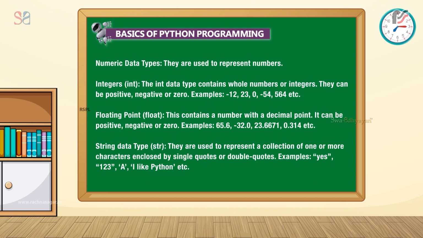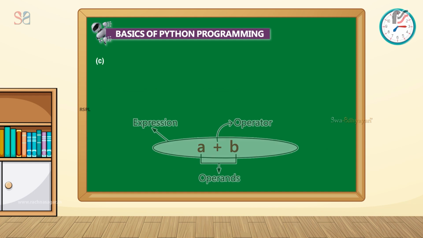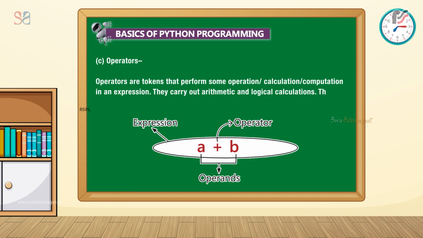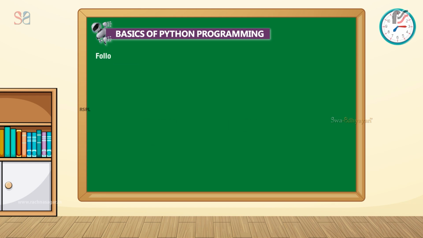The examples are such. The third type of token are operators. These are tokens that perform some operation, calculation, or computation in an expression. They carry out arithmetic and logical calculations. The value operated on by the operator is called an operand. Following are the operators used in Python.